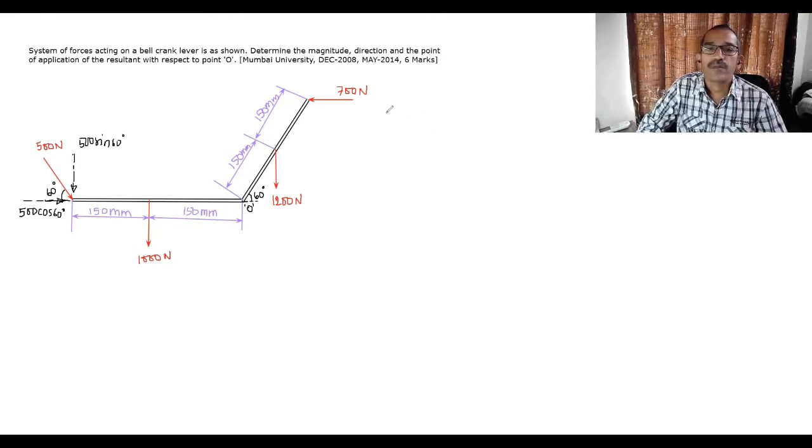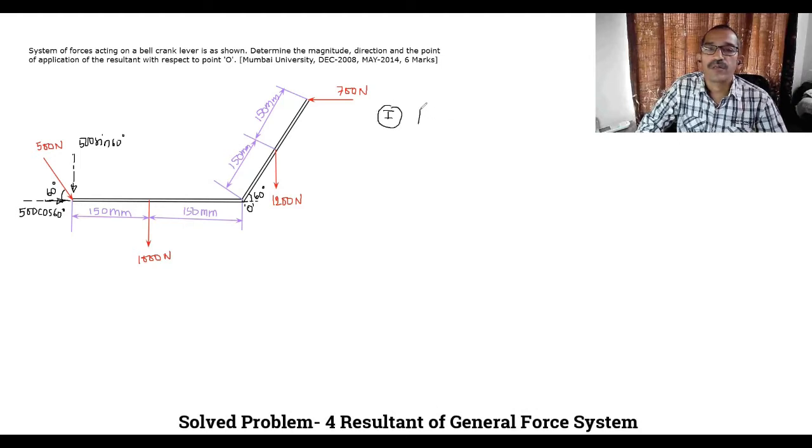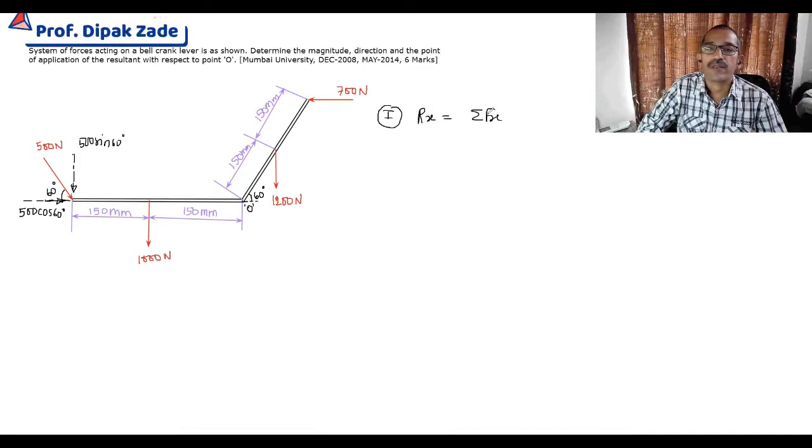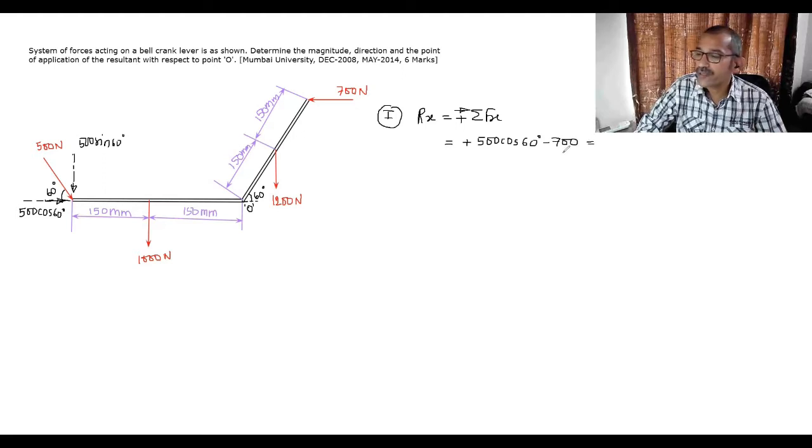Now we'll start with the magnitude and direction of the resultant. That means our first step. To find this resultant, we'll apply the equation along the x-axis and find the component of the resultant along the x-axis, Rx equal to summation of Fx. Now in the horizontal direction, the component of 500 is rightward, therefore 500 cos of 60. Next, we get 700 Newton leftward. That means Rx is negative and comes out to be minus 450 Newton.